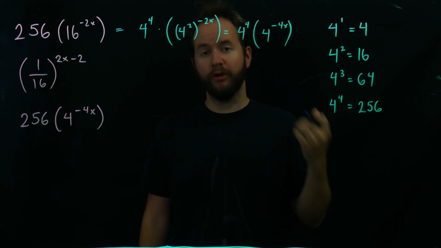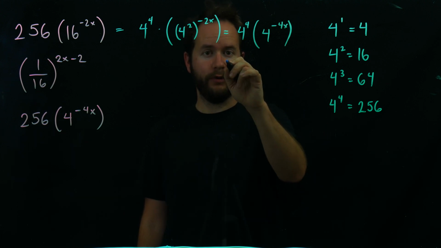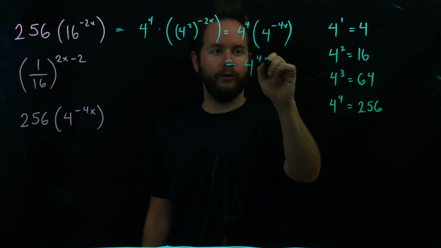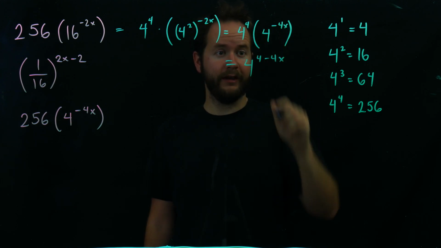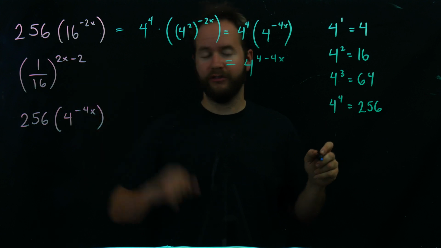And then lastly, I'm going to multiply these two numbers, 4 to the 4 times 4 to the negative 4x. I'm going to say, well, when you multiply two numbers at the same base, you add their exponents. So this is going to give me 4 to the 4 minus 4x. So take the 4, add the negative 4x, and this is what this expression in pink is equivalent to.